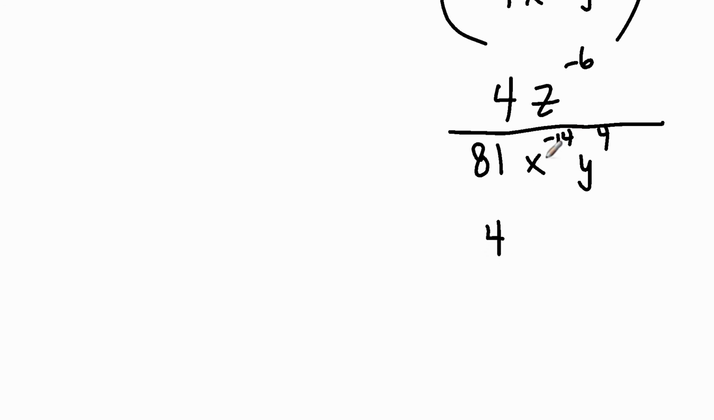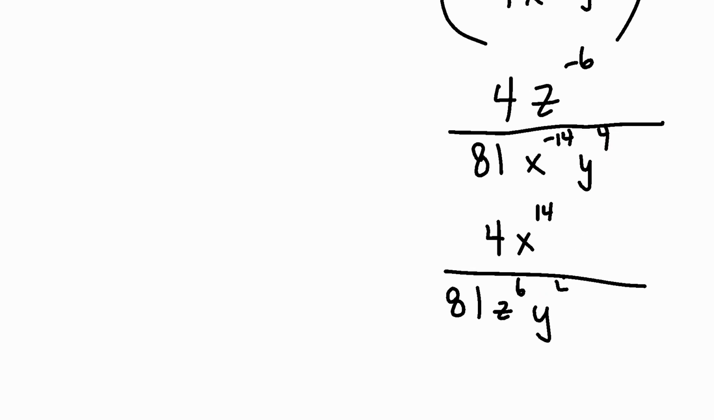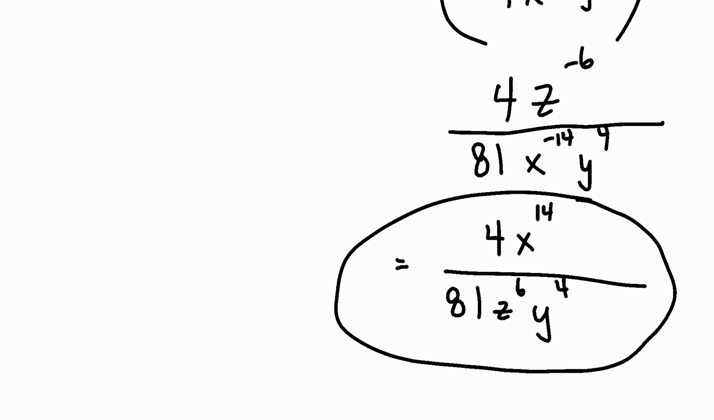Let's flip this x to the minus 14 to the top and make it positive. 81 stays there. Z to the minus 6 is negative here. Let's move it to the bottom and make it a positive 6. The y to the 4 is positive, so it just stays right there. So this would be my answer right there. Notice these aren't the same bases, so I can't do anything with them. I'm done there.